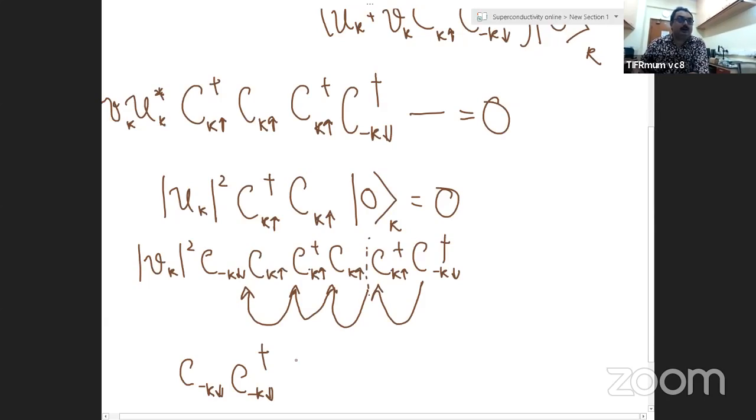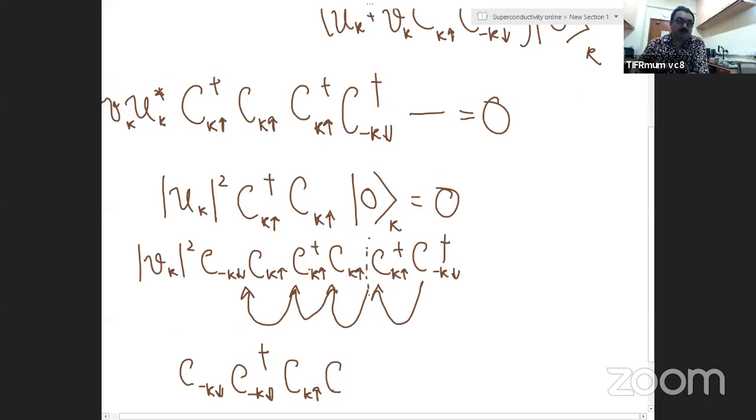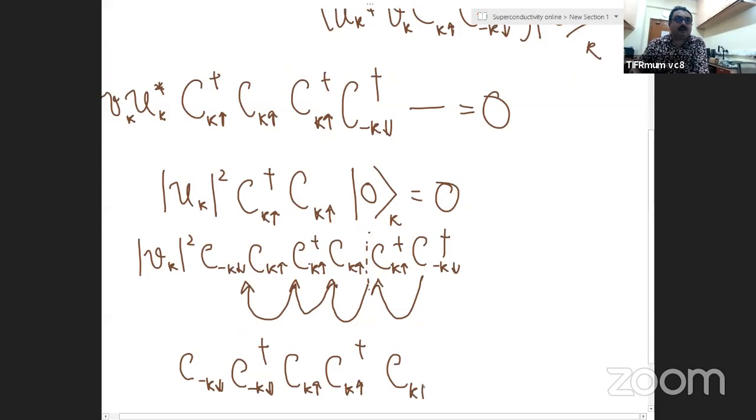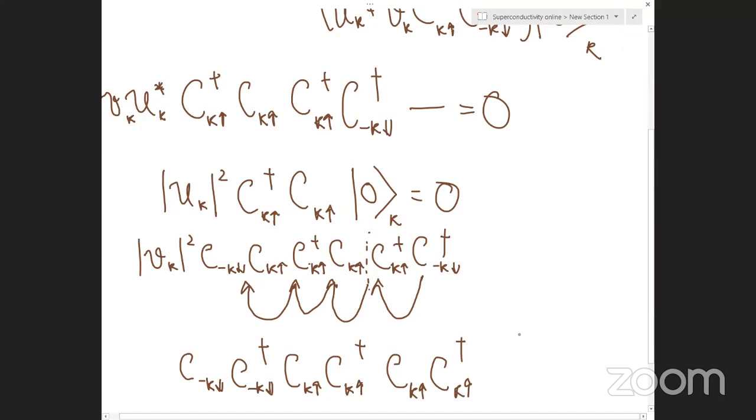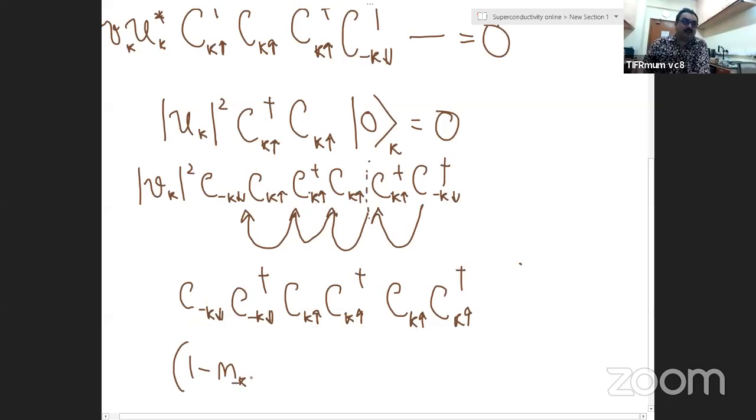Then I will have c_k. All the other terms are fixed; all the other terms have a similar structure. So let's write them down anyway: c_{k↑}†, and then the last one, which is again the same, c_{k↑} and c_{k↑}†. What is the expectation value of this on the vacuum state of k? These all have 1 minus n_k type terms: 1 minus n_{k↑}, 1 minus n_k. Exactly. So this is n_{-k↓}.